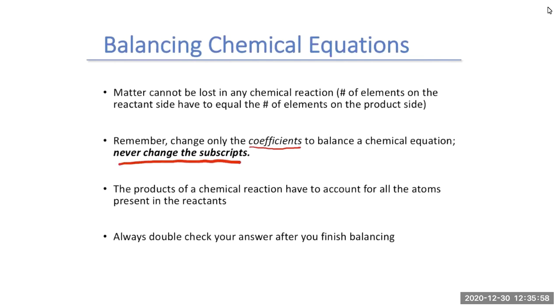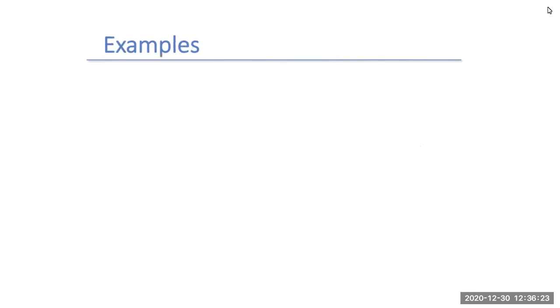And then the products are going to have to account for all the atoms in the reactants, and always double check yourself. It's always good to double check it to make sure you've balanced it properly. If you don't balance it properly, that can cause issues for you later on when we learn how to do calculations and do stoichiometry. So looking at a couple examples.